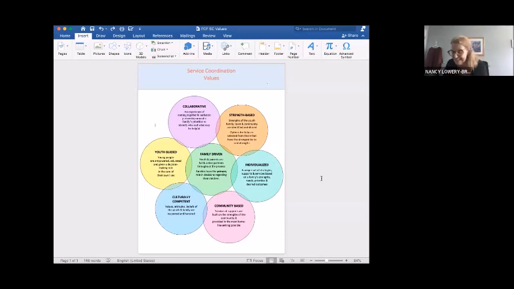So with that, I'd like to start with the question, how do you in fact prepare families for service coordination meetings? Do you tell them that you're going to be neutral? What do you do? How do you prepare them? Anybody?